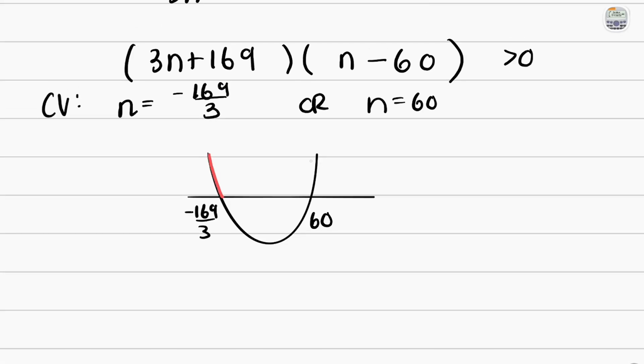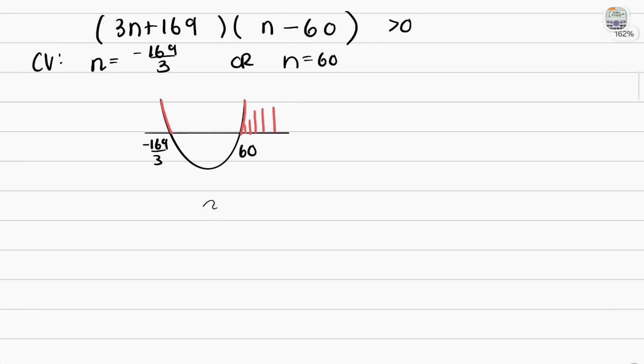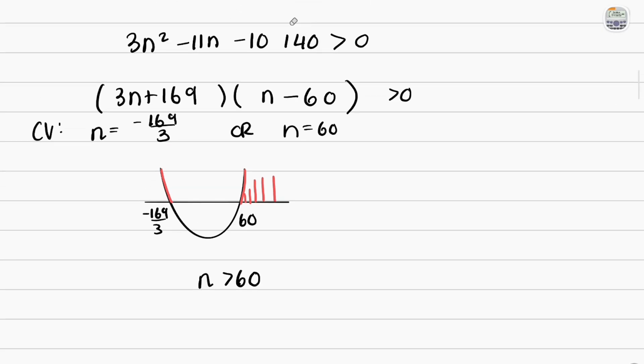So that's over here, and that's over here. You don't have to really consider this one so much because we're not even going to work with that critical value. So do you see that if you line this part down to the x-axis, you see that these are values that are greater than 60. So we can simply say n is greater than 60. This would be the answer to our inequality.